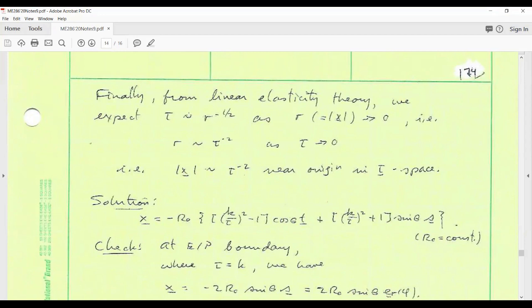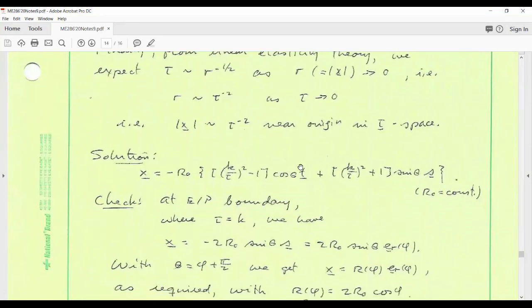So as r tends to 0, tau blows up, or you could think of this as saying, as tau gets small, radius blows up. So the inverse of this is that r scales like 1 over tau squared, right? As tau gets small. So you would expect then the norm of position, which is radius, to scale like 1 over tau squared near the origin in tau space, in stress space.